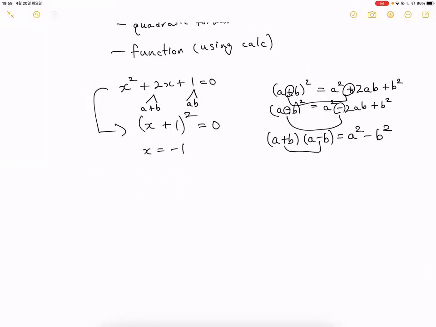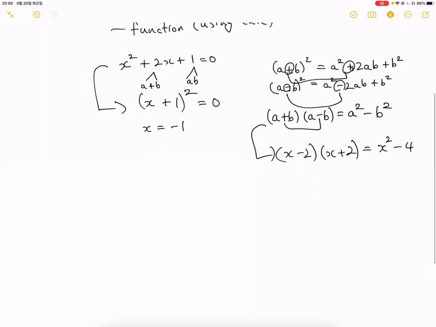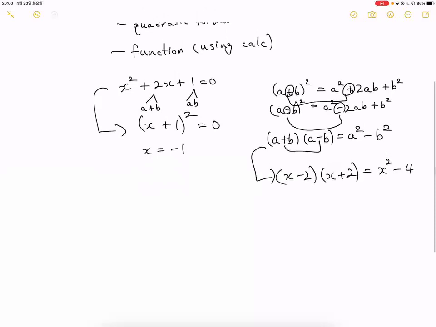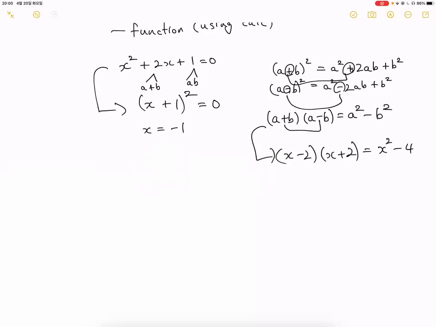So an example of this would be x minus 2, right? X plus 2, right? Then this would be equal to x squared minus 4. So that's a very simple yet easy to remember sort of thing. So I hope this made sense so far. This is very important for later steps in factorization.